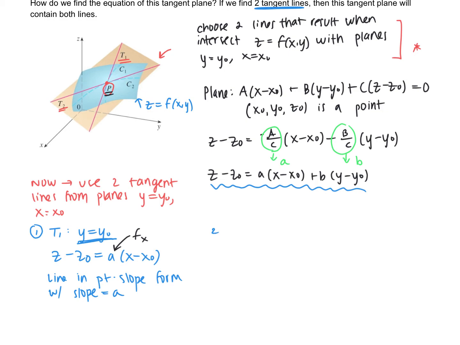So likewise, on the figure above, if we go to find the second tangent line, so that's intersecting with the plane x is equal to x naught, using our equation of the plane above, we get z minus z naught is equal to b times y minus y naught. So again, similar idea. This is a line with a slope of b. We're holding x constant. We're looking at how z is changing as y changes. So this is the partial derivative with respect to y.